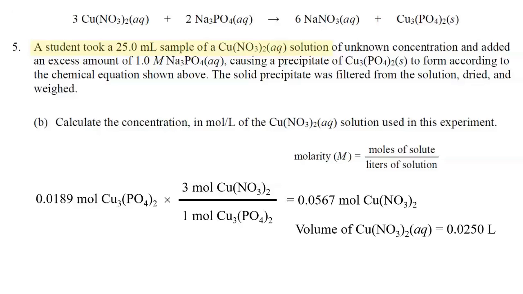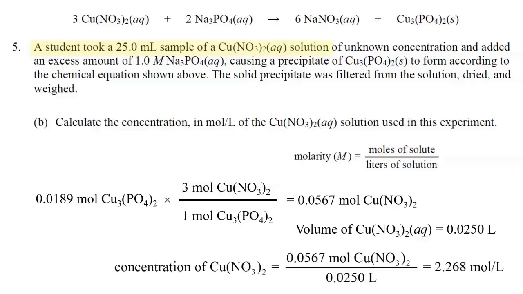And now that we have both the number of moles of copper nitrate and the volume in liters, we can go ahead and calculate the molarity by simply dividing the number of moles of solute over the number of liters of solution. And if I round that off to 3 significant figures based on the information that we're given, 3 significant figures for our final answer would be 2.27 moles per liter, or if you want to, you could write 2.27 capital M as the abbreviation for molarity.